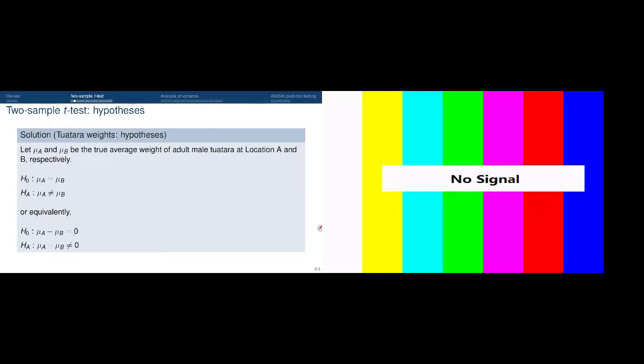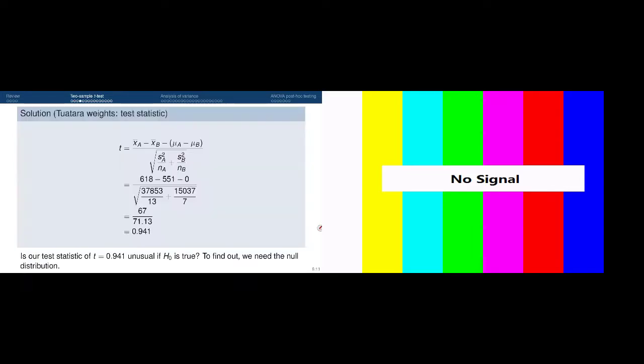But it could be that there is some scenario where previous studies have indicated that the difference in the population mean weights from location A and location B is 50 grams. Then, well, we can test that. We can set the null up as mu A minus mu B equals 50. And then when calculating our test statistic, we would substitute 50 in here for the hypothesized difference in the population means.